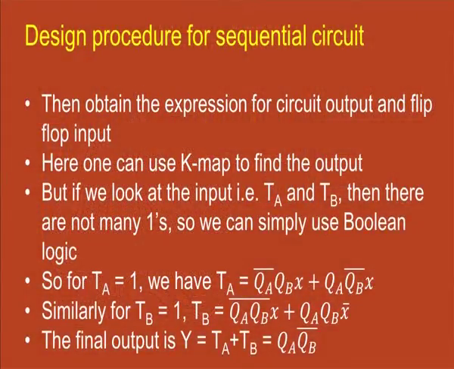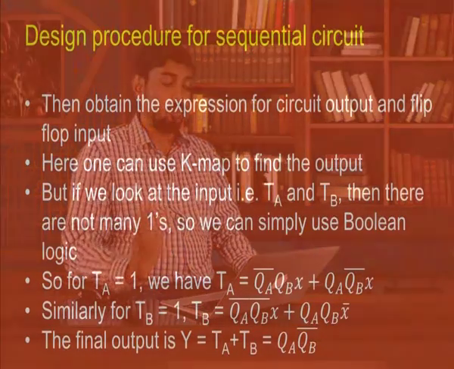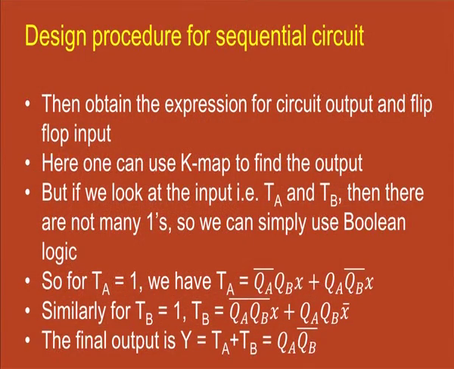Now, once we have found that out, we have to obtain the expression for circuit output and flip flop input. Here we have to take help from the K map that we discussed in our previous discussion. But if we look at the inputs, that is T A and T B of the flip flop, there are not many ones in the input. So, we can simply use Boolean logic to get the expression of the output.